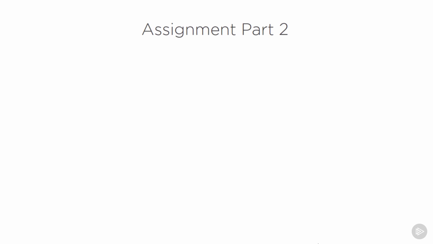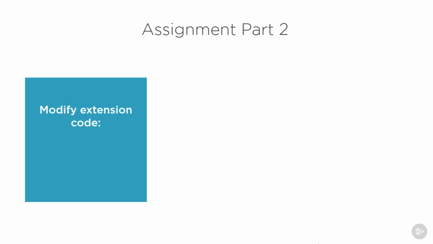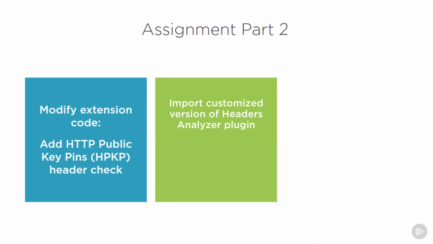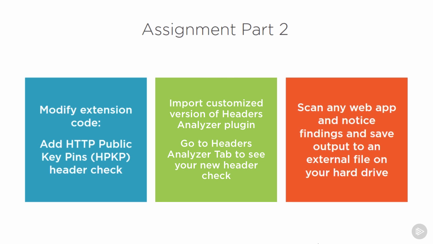So, continuing with your assignment, I want you to modify that extension code and add a new header check. This header check is going to check for HTTP public key pins, or HPKP. I want you to import the customized version of your Headers Analyzer plugin into Burp. Go to the Headers Analyzer tab to see that your new header is indeed being checked. Go ahead and scan a web application and notice the new findings. You should see checks for your new header.